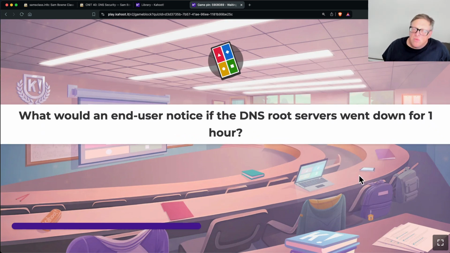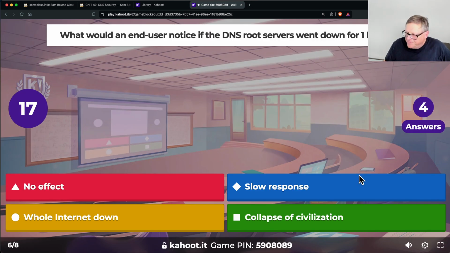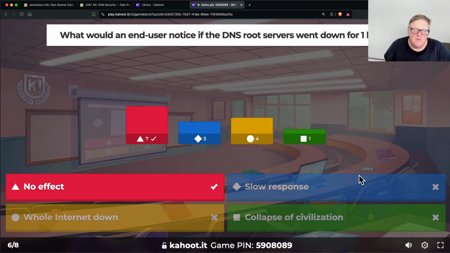What would you notice if the root DNS servers went down for an hour? It'd have no effect. You just work with the cached information at a lower level. A brief outage would have no significant effect on anybody. It would just mean that a few records that expired wouldn't be updated, and you'd have to go to some other server to get them, but certainly for an hour you'd probably find everything you need to carry on business as usual.